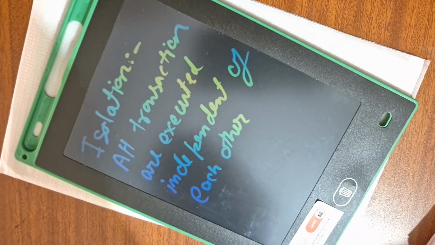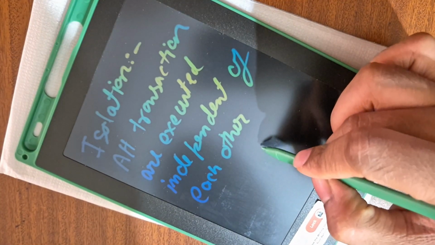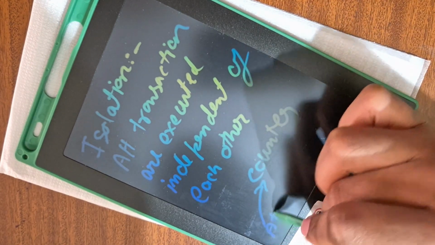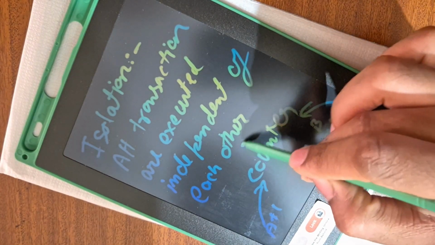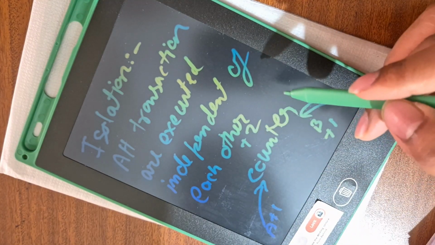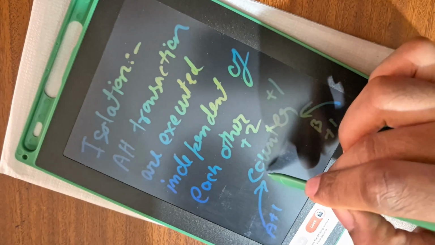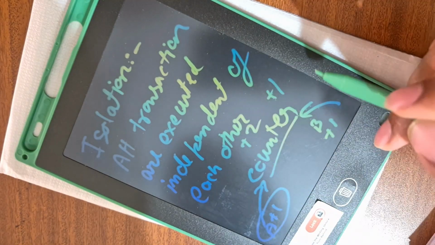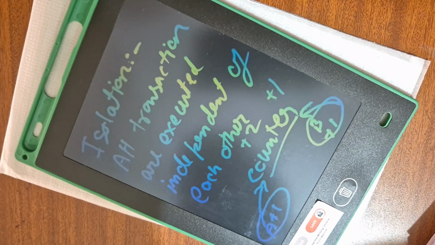So the third one is isolation. All transactions are executed independently of each other. Let's say there is a counter, and A is trying to increase it by plus one and B is also trying to increase it by plus one at the same time. So it should be plus two, right? But let's say both try to increment it by plus one, and it only increased by plus one because there was only one signal. It shouldn't happen. This one should happen on its own, and this one should happen on its own. They should not collide with each other.